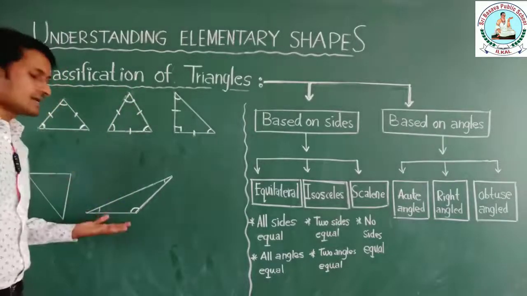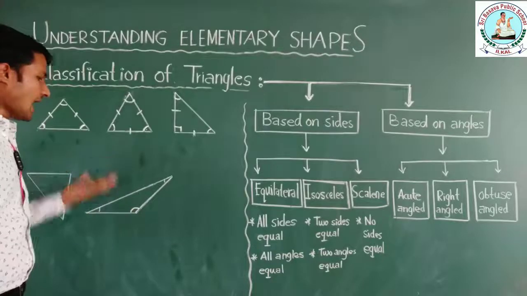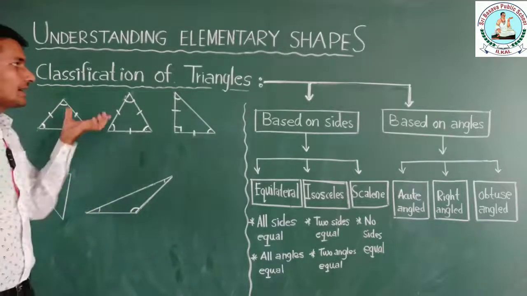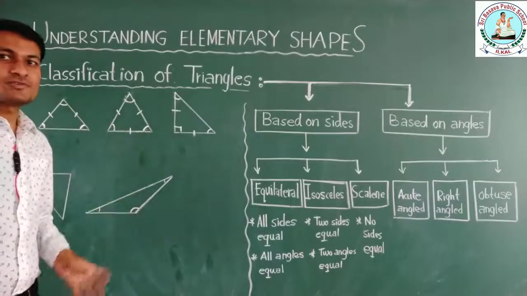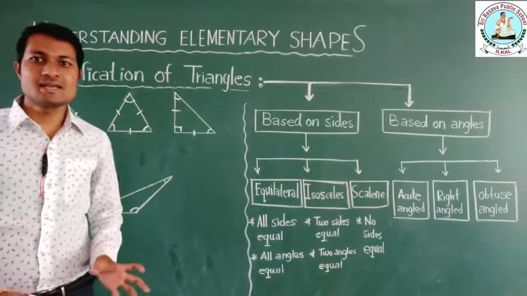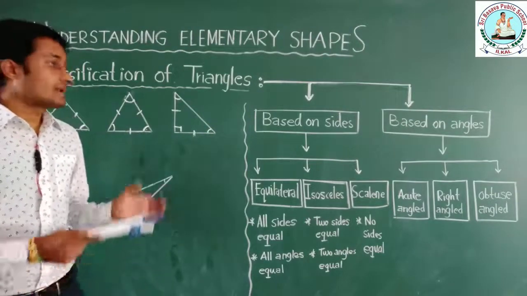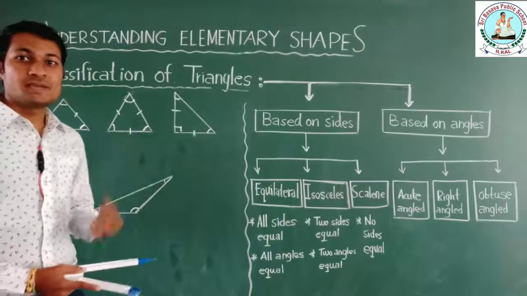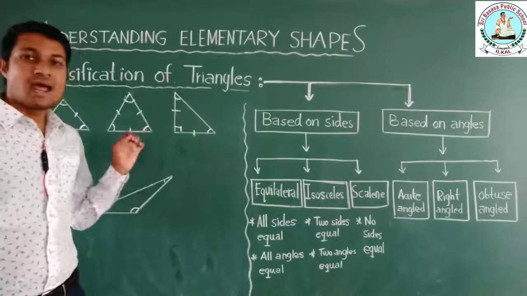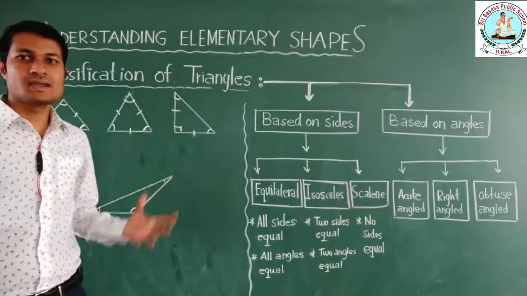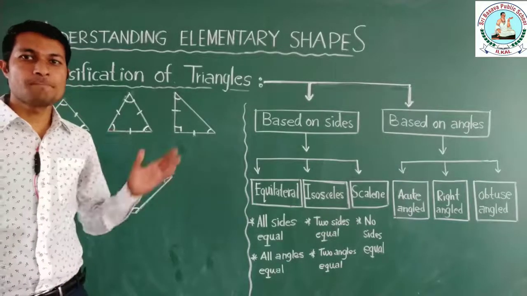As you can see, dear students, here I have drawn a few triangles on the board. Now let us begin our classification. Usually classification is done based on some characteristics, right? So here also the classification is done based on the sides and angles of these triangles. Let us see how these triangles are different from one another.